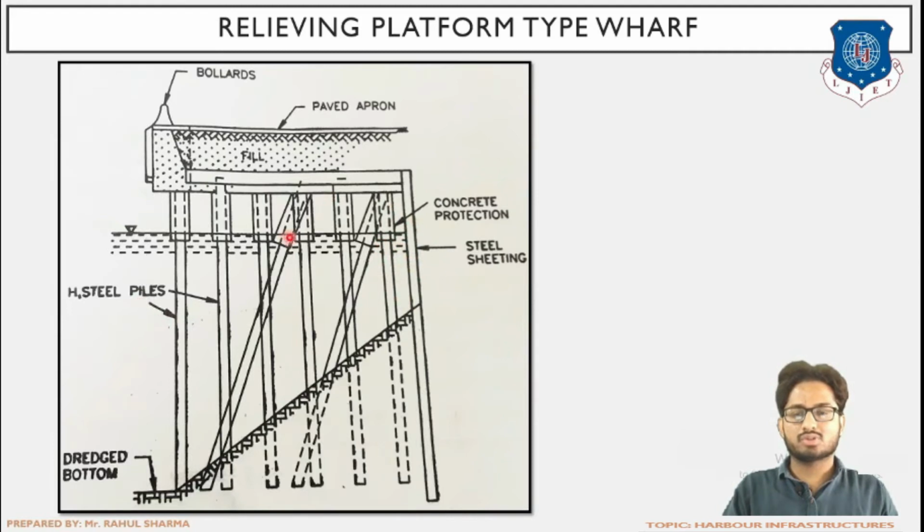Concrete portion has been shown in the top part, that is as a measure of protection work. At top are the bollards, that is the mooring accessories, which I previously told, that is the point where the ship will be tied up. That is, the thread of the ship will be tied up with the bollards. Paved apron is the top portion, that is, we can say, the deck or platform on which the movement will be done. But paving here is done so as to increase the stability. So if more load has to be transferred, then paving can be done to increase the stability.